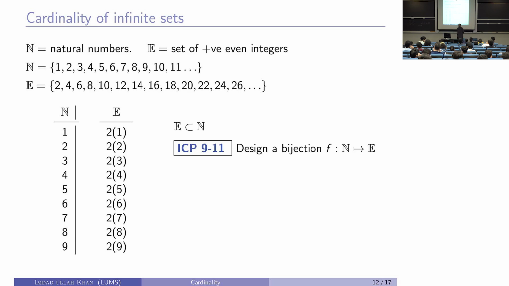So, what is the bijection here? What will be f of x? 2x, right? Do you see now in this picture, it's not very easy to see that.